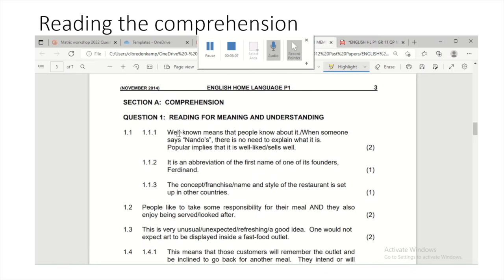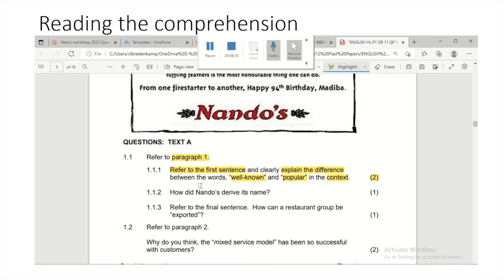The answer over here is: well known means that people know about it, or when someone says Nando's, there is no need to explain what it is. Popular implies that it is well liked or sells well, for 2 marks over here. So you can see where we got the 2 marks, telling us what well-known is and then explaining what popular means too.